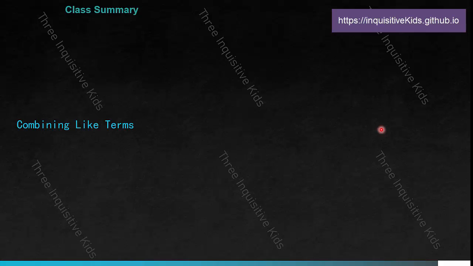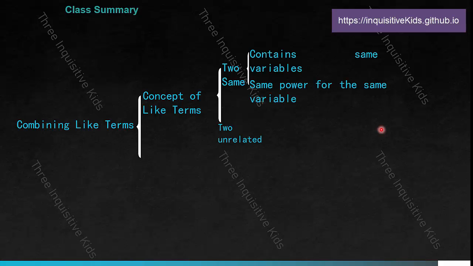Now we have class summary. We learned all about combining like terms, and we learned the concept of like terms. That was split up into two things. We also learned about the two sames or the two alikes. And what that meant was it contains the same variables and the same power for the same variable. So if I had x in the first term and it was x squared, the second like term would also have x raised to the second power.